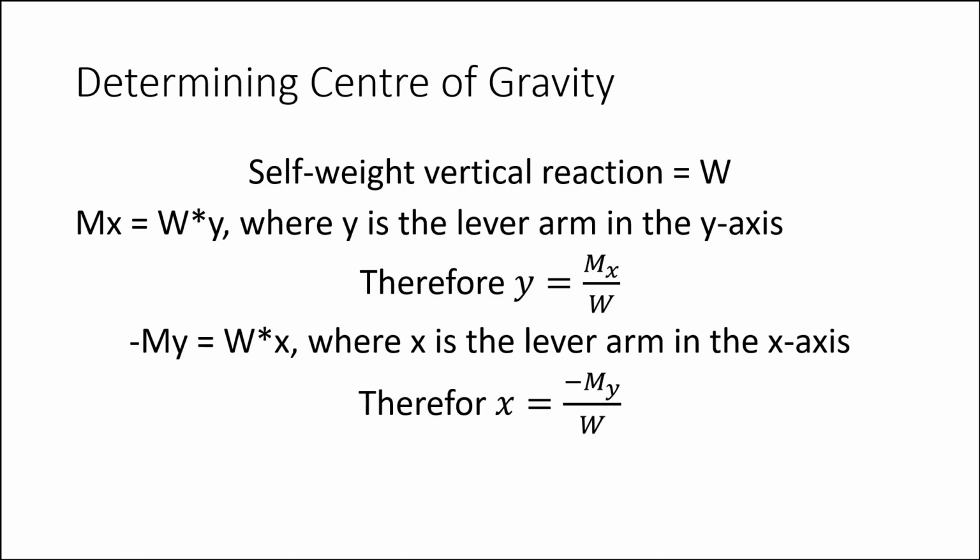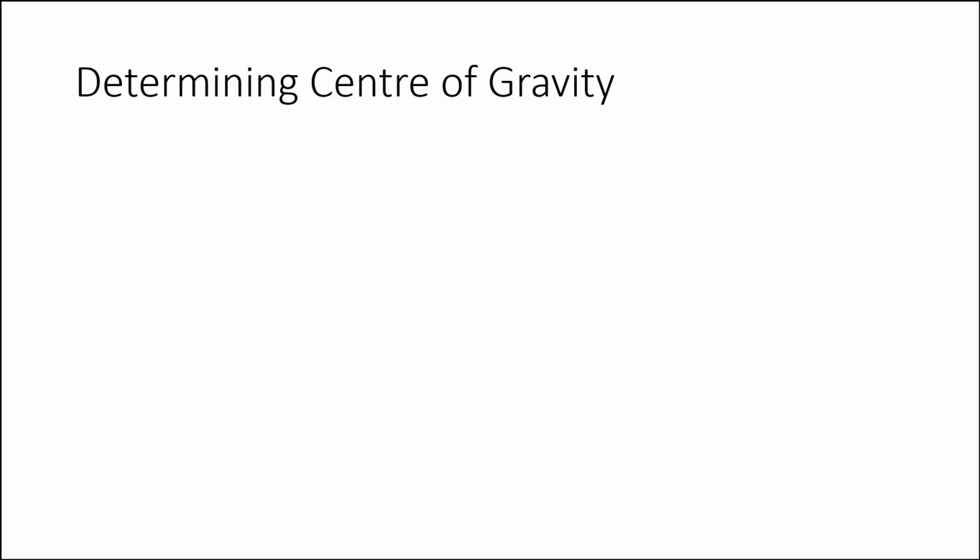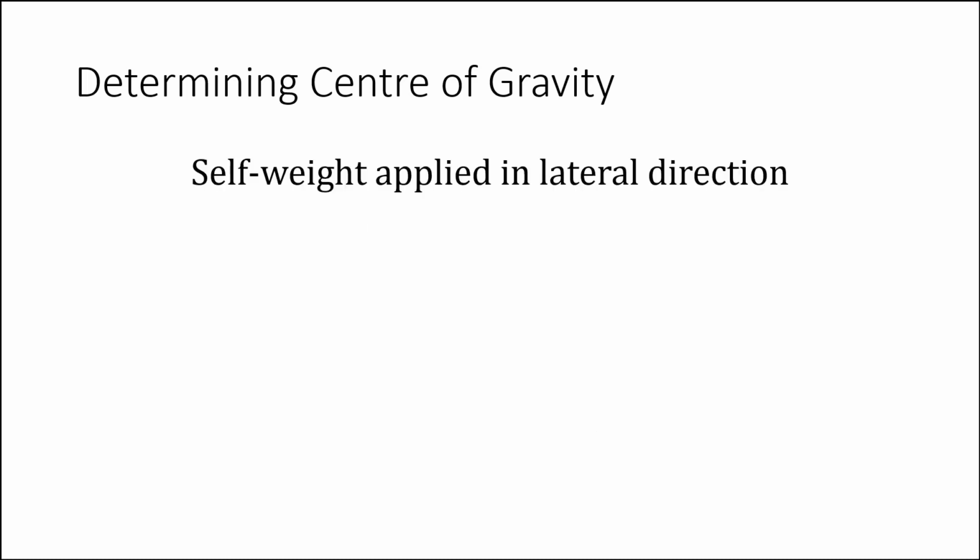So we get negative MY equals W times X, with X the lever arm. And isolating X, we get X equals negative MY divided by W. And this is all using the vertical self-weight load case. Now to determine Z, we would have our self-weight applied in the lateral direction in this scenario.